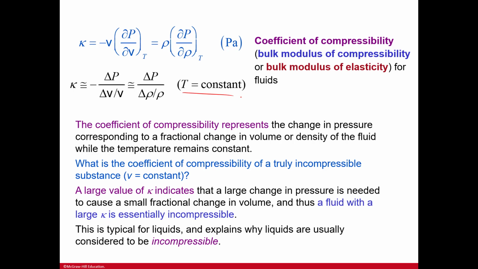Here it asks, what is the coefficient of compressibility of a truly incompressible substance, for which V is equal to a constant? For this, I want you to remember that liquids, as you see here at the bottom, are typically considered to be incompressible, right? When you come back up, a large value of K indicates that a large change in pressure is needed to cause a small fractional change in volume. And thus a fluid with a large K is essentially incompressible.